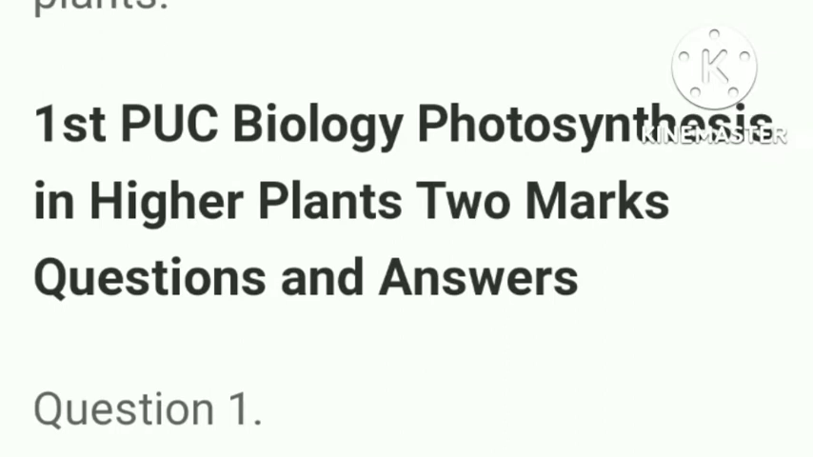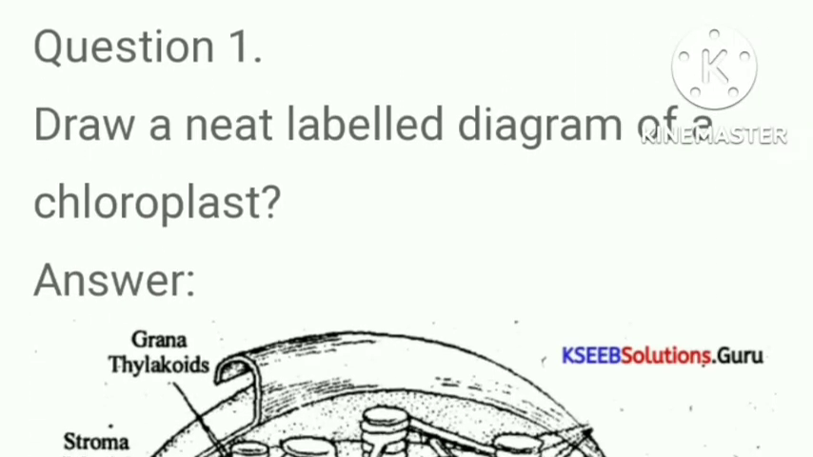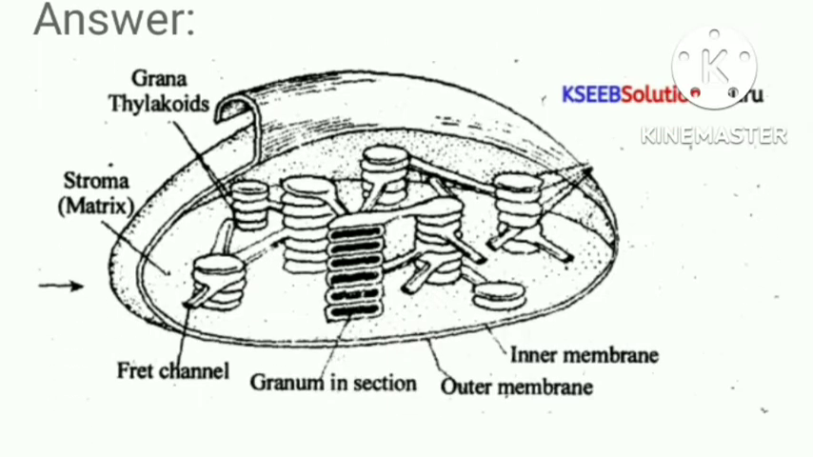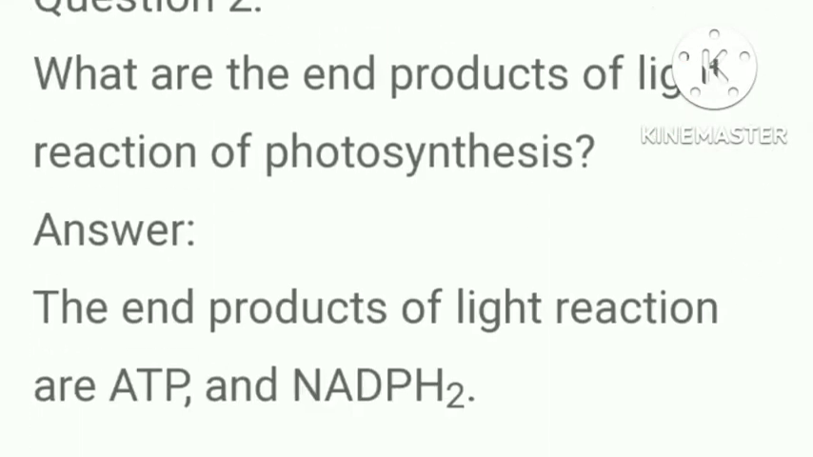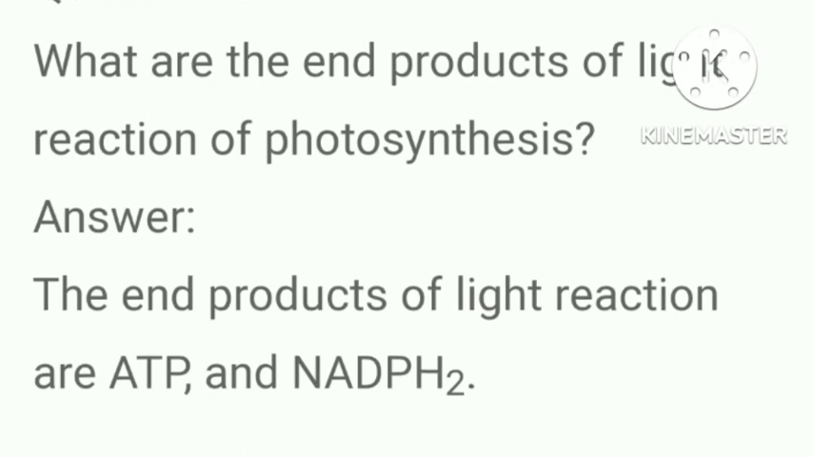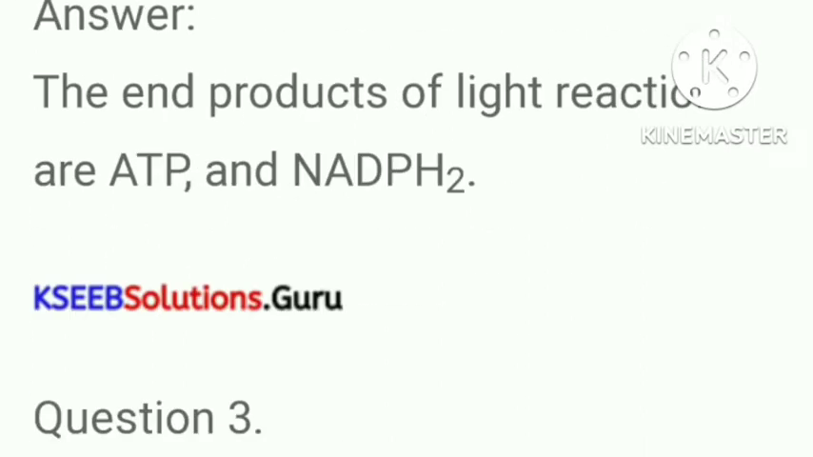Next is 2 marks question answers. Draw a neat labeled diagram of chloroplast, and here is the diagram of chloroplast with its labeled parts. Next, what are the end products of light reaction of photosynthesis? Answer, the end products of light reaction are ATP and NADPH2.